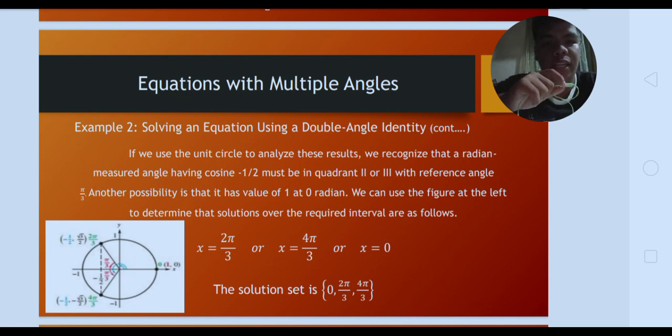Another possibility is that cosine has a value of 1 at 0 radians. We can use the figure at the left to determine that solutions over the required interval are as follows. x equals 2 pi over 3, or x equals 4 pi over 3, or x equals 0. Hence, the solution set is 0, 2 pi over 3, 4 pi over 3. Take note, because 2 is not a factor of cos 2x, cos 2x is not equal to 2 cos x. In this example, we changed cos 2x to a function of x alone using a cosine double angle identity.